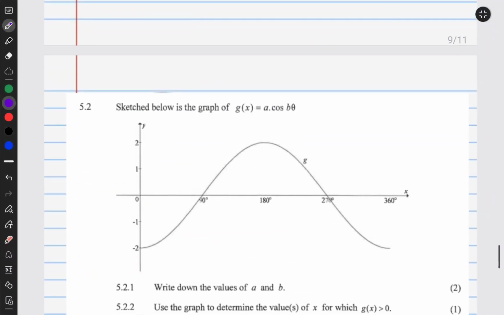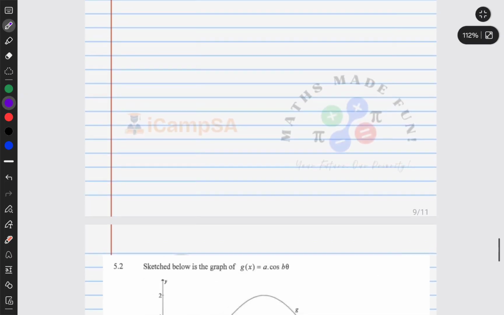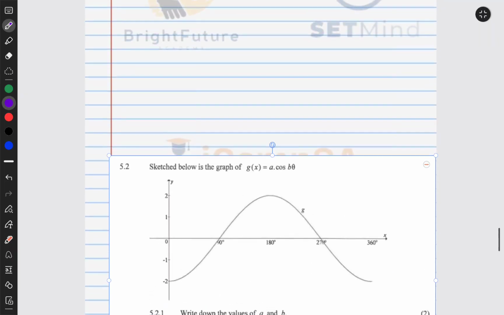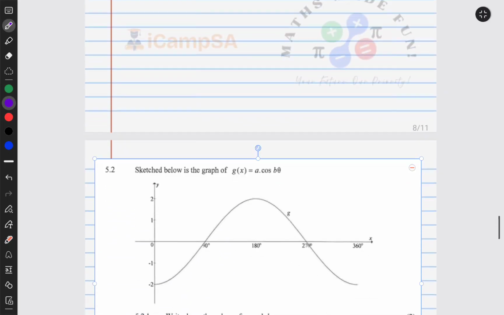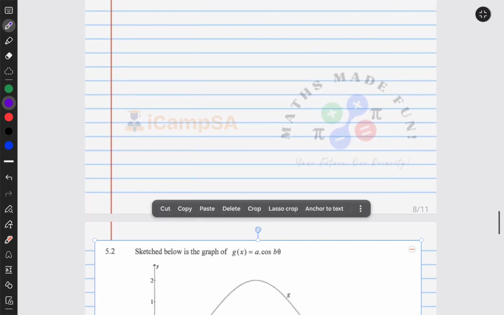Let's see. Okay, for 5.2 we have the function there sketched. Let's see, maybe we can even take it.